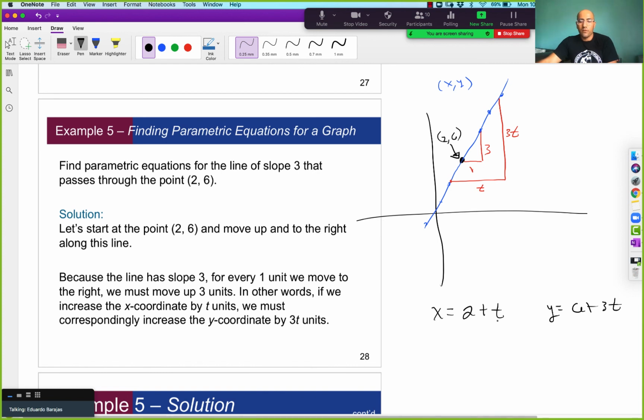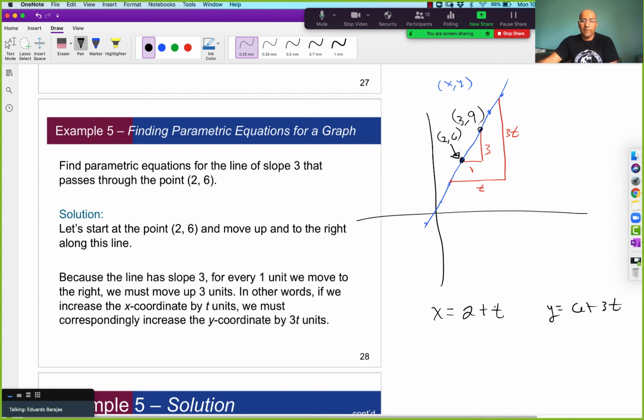Good. Let's check and see the first point. At t equals 0, we would just get 2 comma 6. Good. Let's find one more point. If the slope is 3, then this point over here should be 3 comma 9. Right? We go out 1 unit this way, 3 units that way, so the 2 changes to a 3, and the 6 goes up by 3, goes up to a 9.